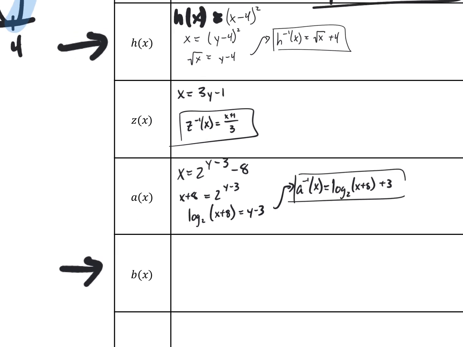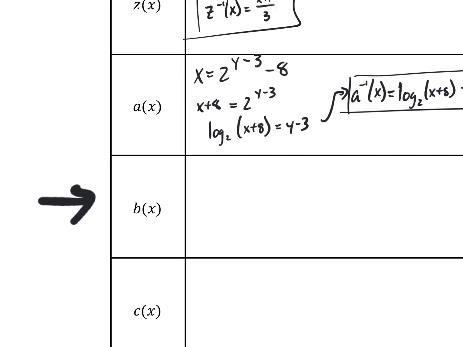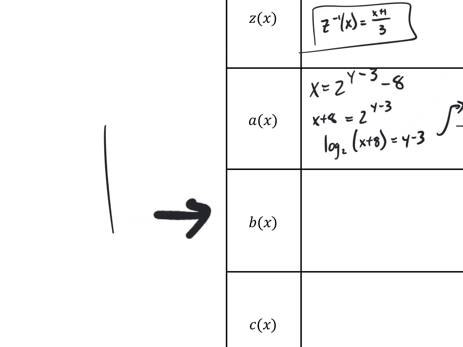Alrighty. B of x is the interesting one. I said this in the paragraph at the beginning of the worksheet, but this is sort of like a pre-work thing for next unit. This is the graph of y equals sine of x. And you'll notice it doesn't pass the horizontal line test. So to invert it, what we do is we take the first half of a period of the sine function and we invert that.